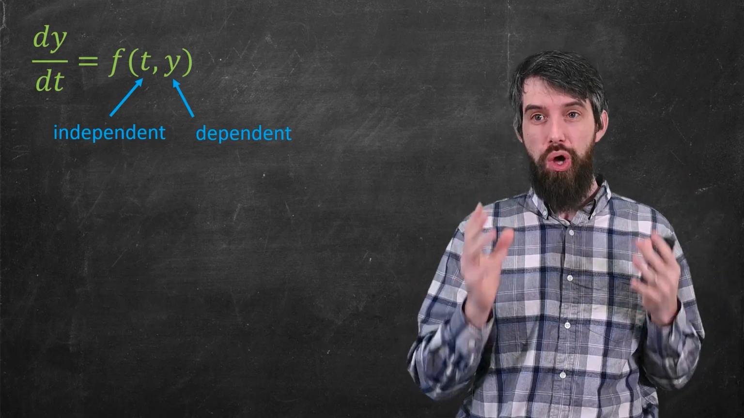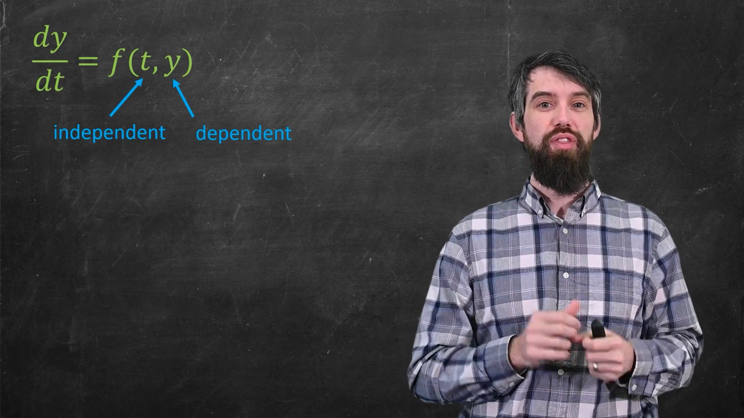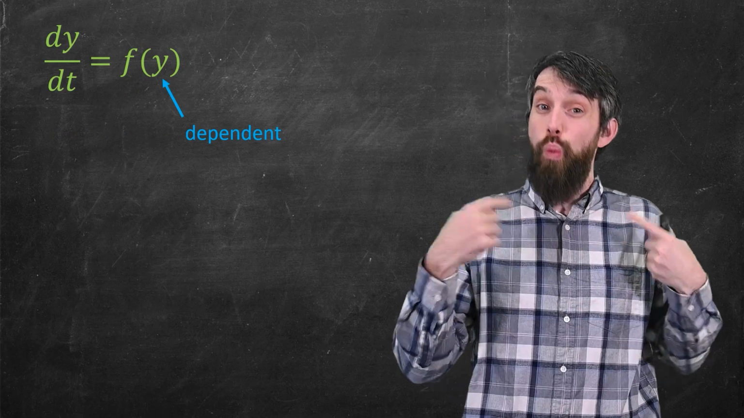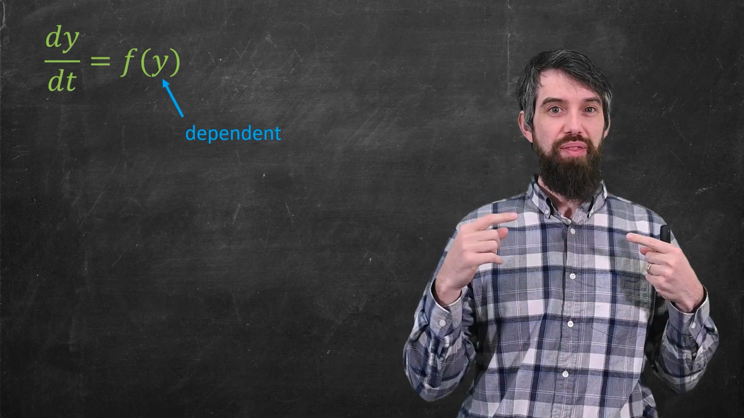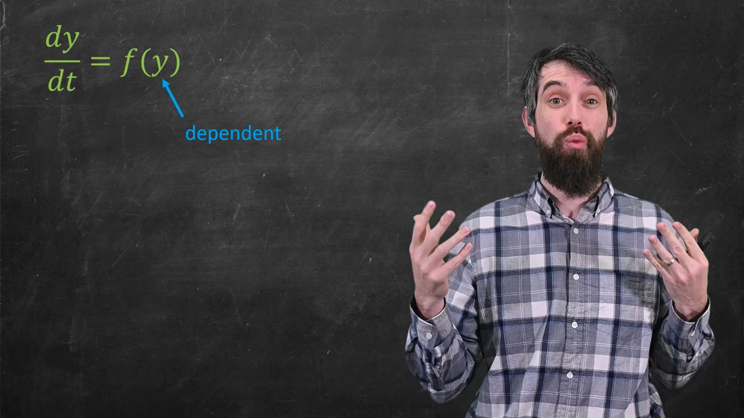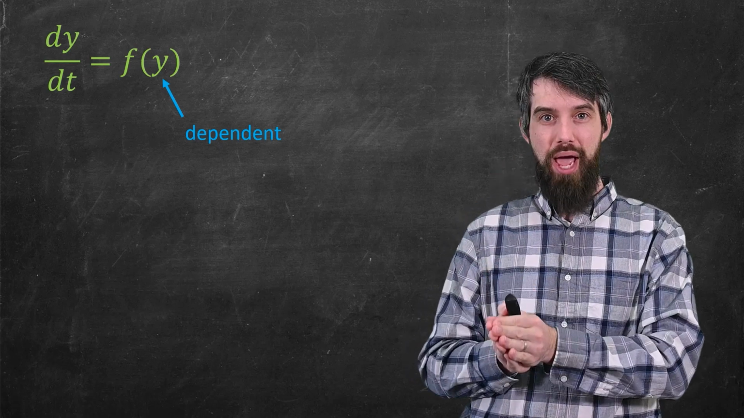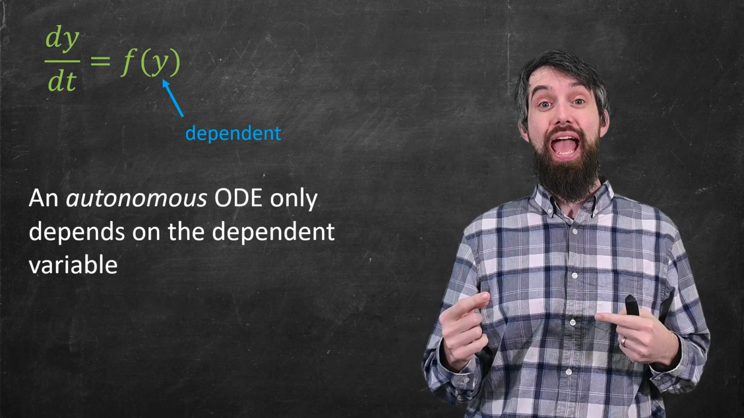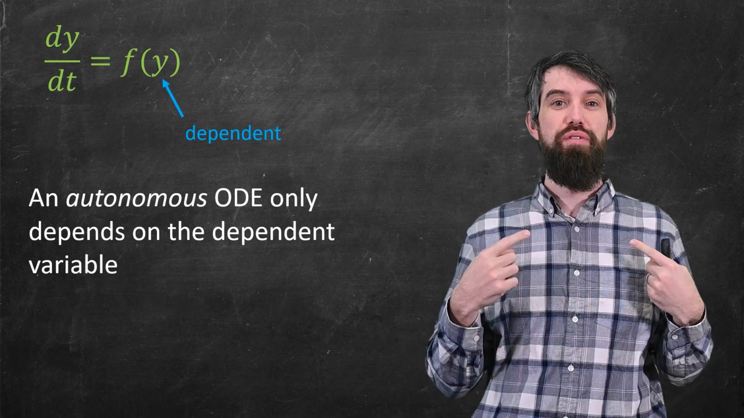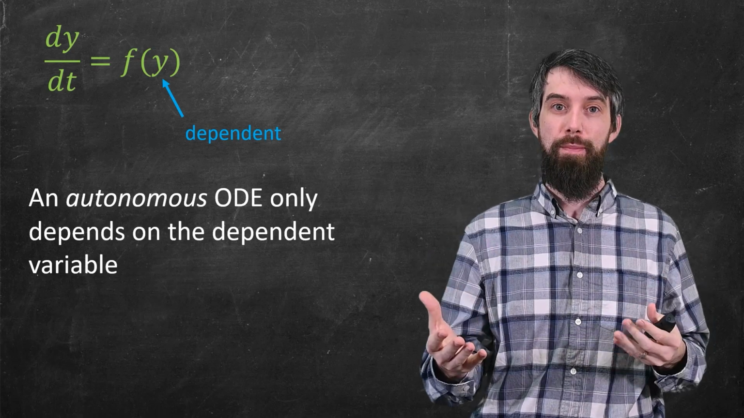So what makes it autonomous? Well, an autonomous differential equation is one where the t just doesn't appear. I mean, it's still a derivative with respect to t, and y still depends on t, but the explicit definition of the differential equation only depends on y. It's a derivative of y equal to just some expression in terms of y. So our definition is that an autonomous ordinary differential equation is one where the derivative only depends explicitly on the dependent variable y.